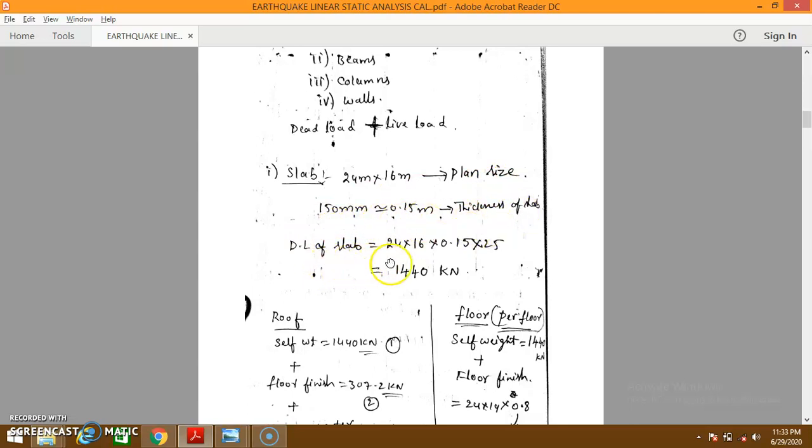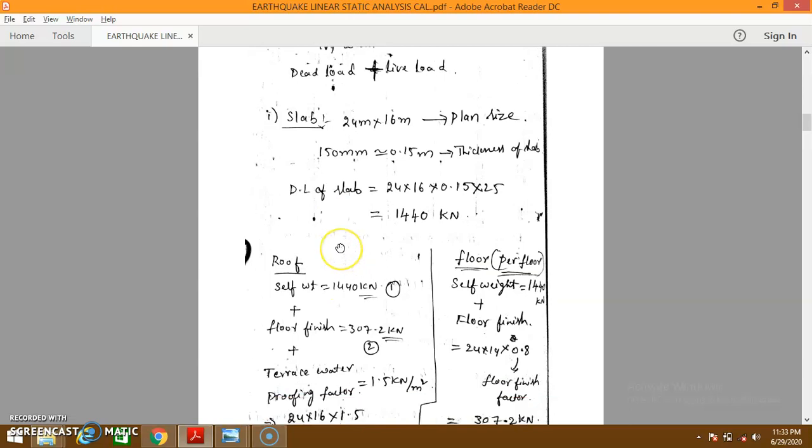Dead load of slab equal to 24 by 16, which is the area, into 0.15, the thickness of slab, into the unit weight of concrete. Unit weight of concrete is 25 kN per meter cube for RCC as per IS 456. We get 1440 kilonewtons.